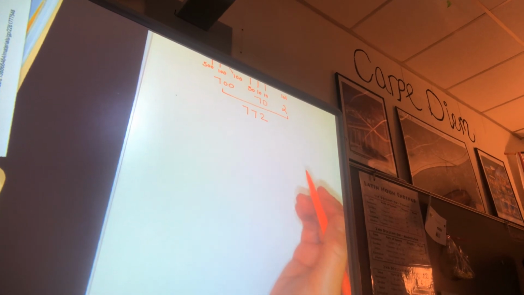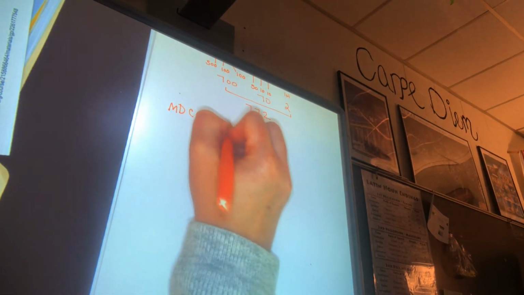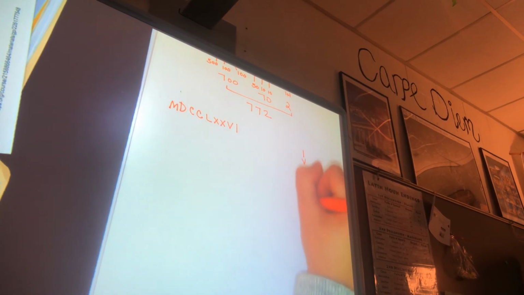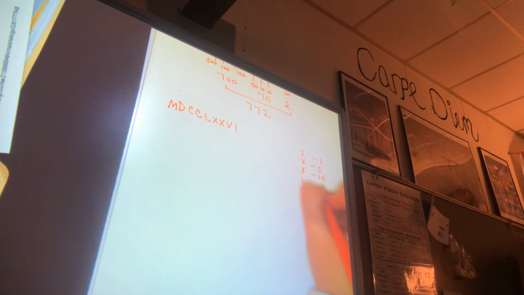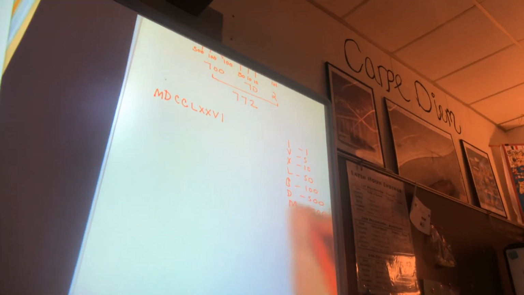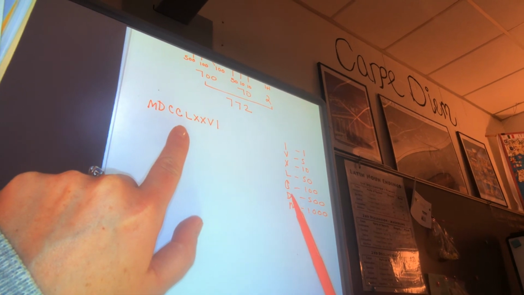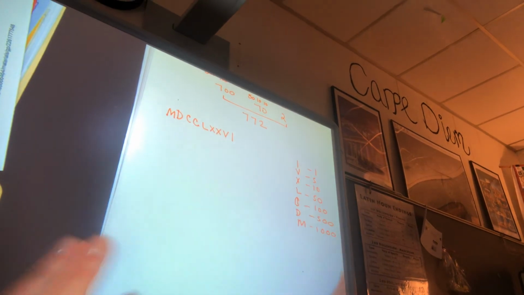Let's try another one. MDCCLXXVI. Okay, before I start looking at this, I need to, I very especially love cats that meow. I need to have this here, otherwise it's too confusing for me to try to figure this out. Okay, are they in order? Meaning, is there any bigger letter that's after a smaller? No, they're in order.